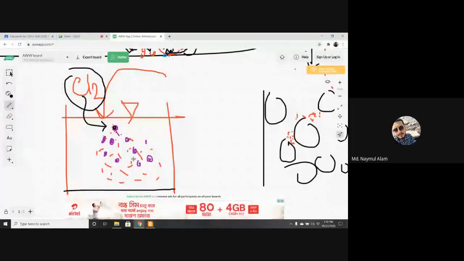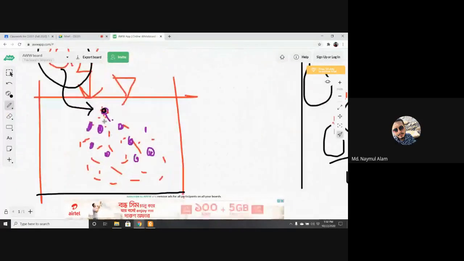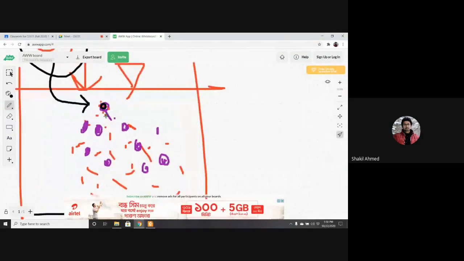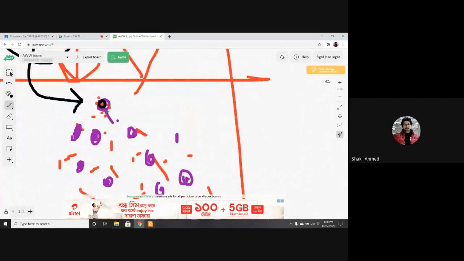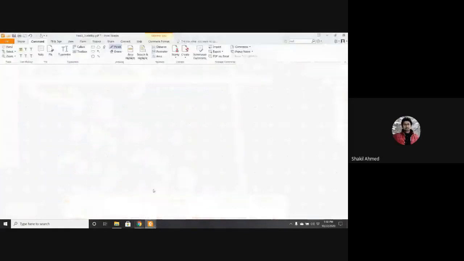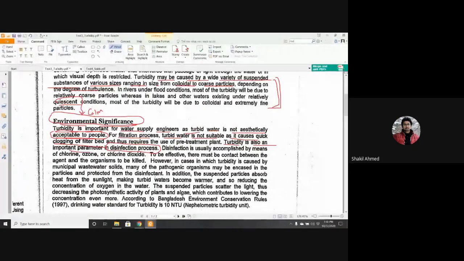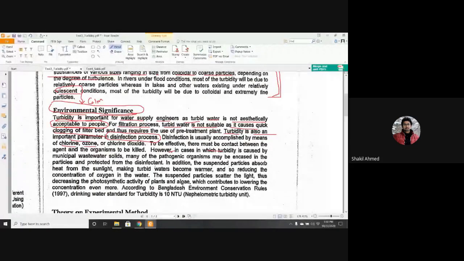Is it clear? Sir, if turbidity is high, then disinfection will not be effective, right? Yes, okay. Because microorganisms are hiding inside the suspended particulate. Yes. Clear? Understood, sir. Okay, so disinfection is usually accomplished by means of chlorine, ozone, and chlorine dioxide.